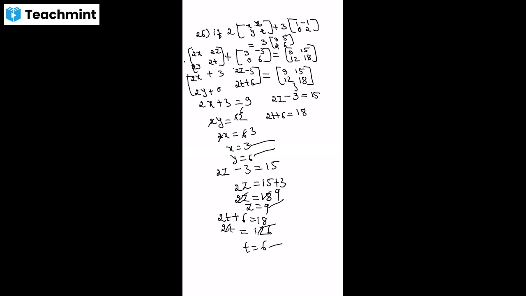So this completes the problem. So next we move to the 27th question. The 27th question is on derivatives. So that is in implicit form.